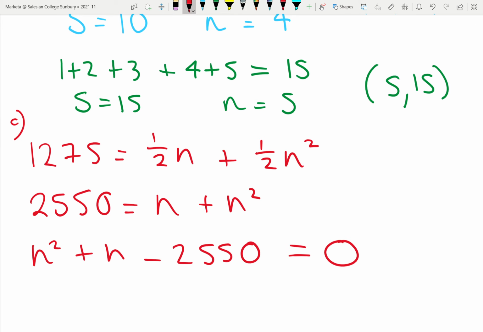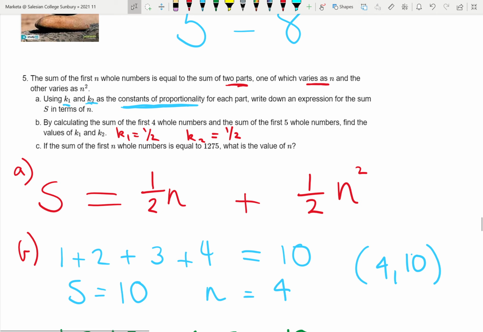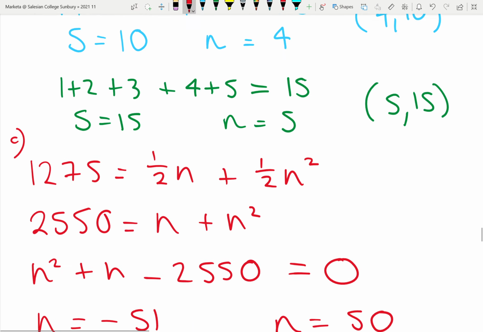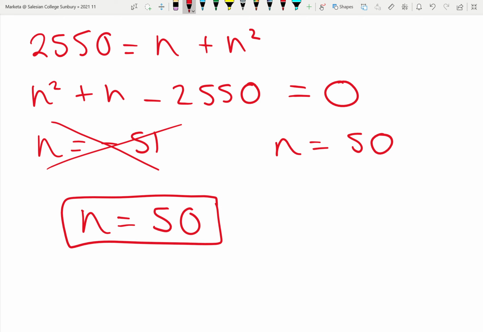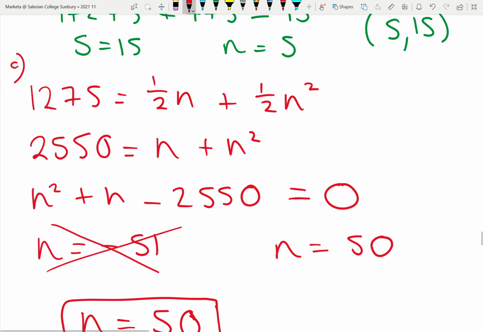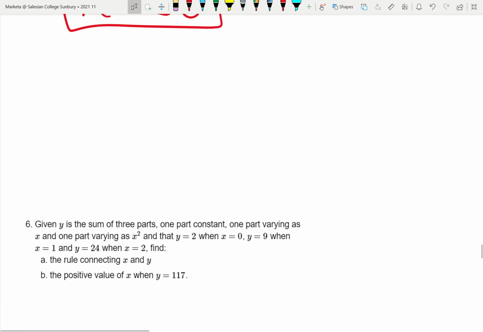Now, it's a CAS question, so what we can do is we can solve for n on CAS, and we get n equals negative 51 and n equals 50. And in the question, it's telling us it's the sum of the first n whole numbers. So we're talking about positive numbers here, so we can reject this one because it's negative, and we can say n equals 50. So the sum of the first 50 whole numbers is 2,000, no it's not, it's 1,275. Right, so that's that one.